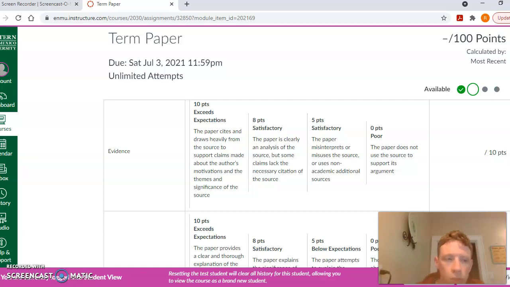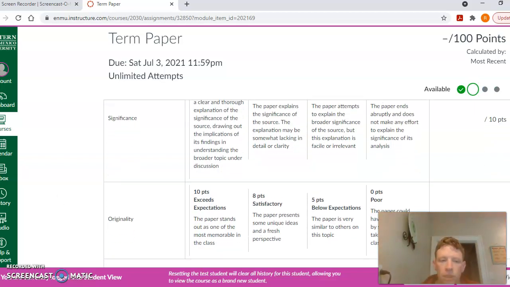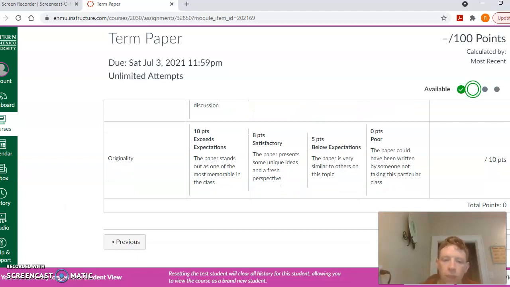Other times, I'm extremely interested in your opinion. In this paper, I'm much more interested in seeing how you support that opinion with evidence. And significance. I already talked about this a little bit. This is the fourth page. Make sure you're drawing out why this source is important. Not just saying that the source exists and what it says, but why it is important for understanding who the ancient Greeks were. And then the last section, originality.